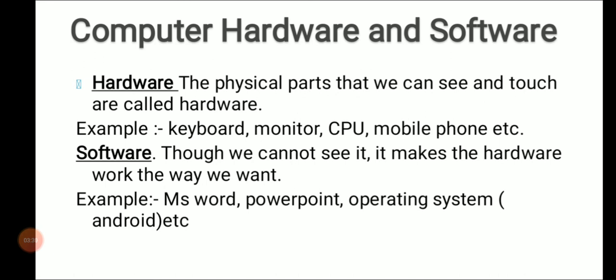Next term is computer hardware and software. In previous classes, we learned many times about hardware and software. What is hardware? All the physical or tangible parts of the computer that we can see or touch is hardware. Examples are the keyboard, your mouse, CPU, mobile phone. They are examples of hardware.